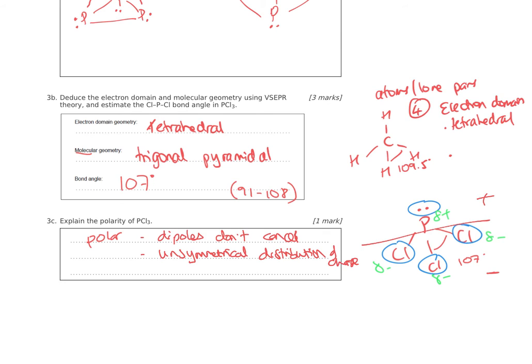Or you could literally describe the picture so that you have a delta negative side and delta positive side of the molecule. I'd be tempted to include the diagram if I'm using that explanation. Okay.